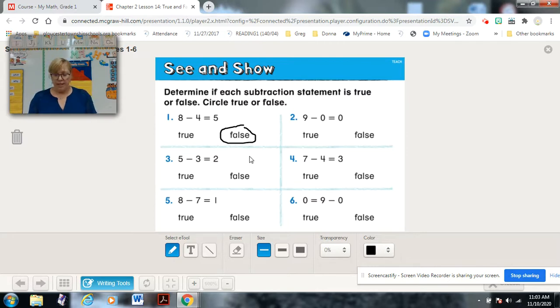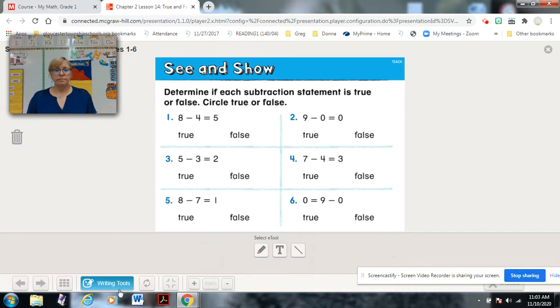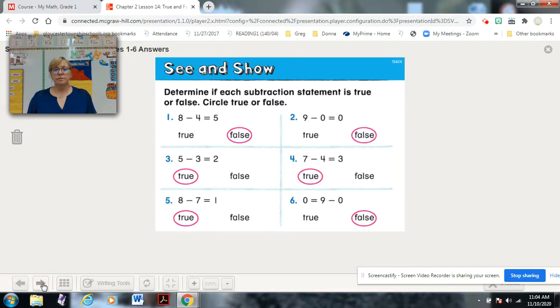So I would like you to finish this true and false page and pause and then come back to check your answers. Okay, pause now. Okay, all done? All right, here you go. Check your answers. Pause it while you check.